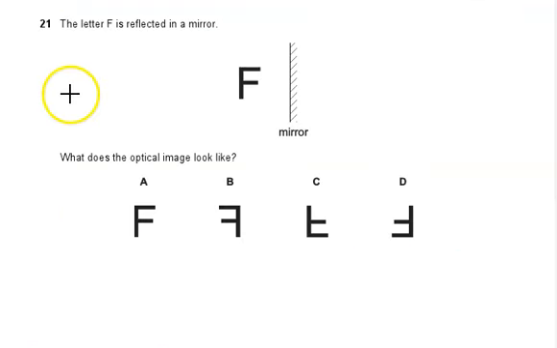Okay, for number 21, the letter F is reflected in a mirror. So the image here should be, this one will be coming first. So this is the image that we will be getting here. So your answer here is B. Let us look at number 22.